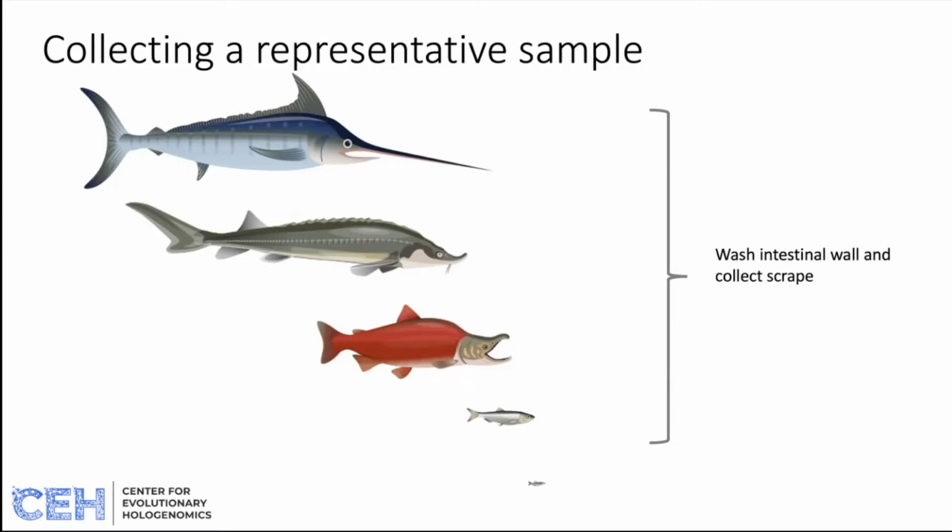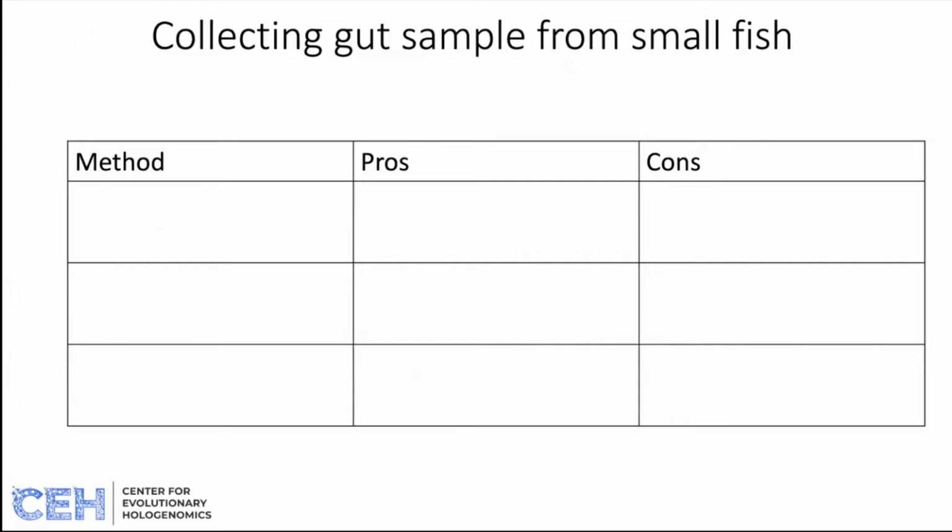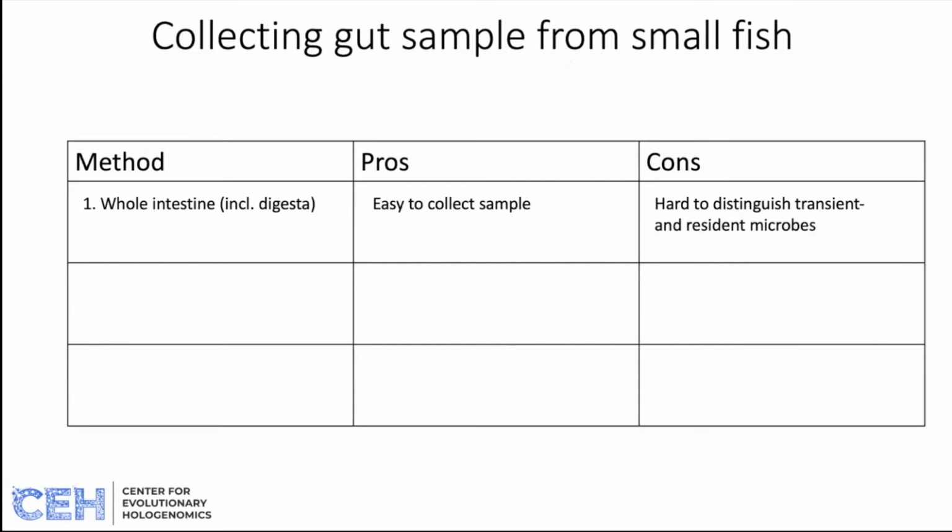But what if you're dealing with a fish the size of a zebrafish, for instance, or a juvenile stage of one of these larger fish? Then it's not really possible to collect the sample as we do for the large fish with the equipment we often have in a field setting. There are, of course, a number of things you can do, because as you all know, zebrafish are a very common model organism. You can collect the whole intestine, including any digesta present in the intestine. That reduces the spatial resolution, but it's easy to collect this kind of sample.